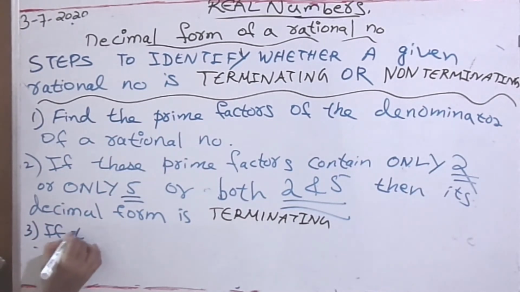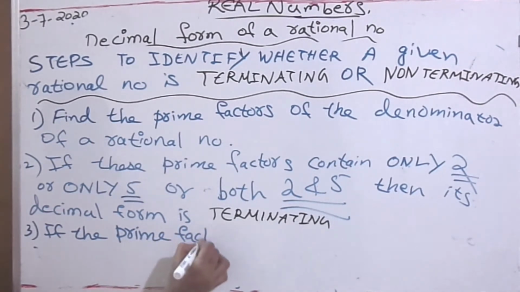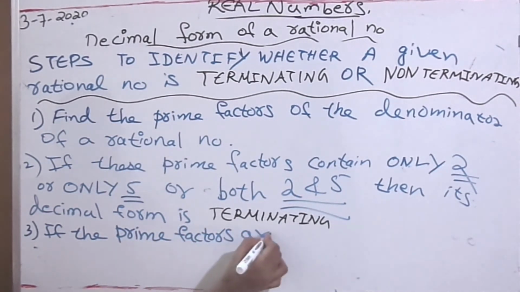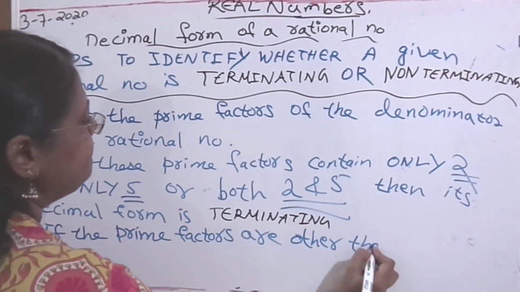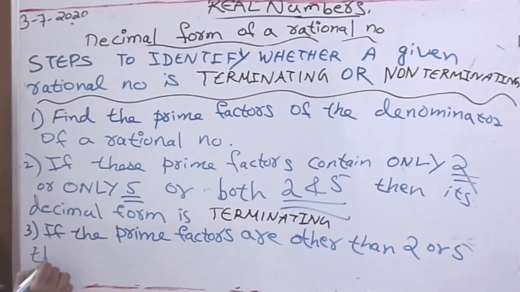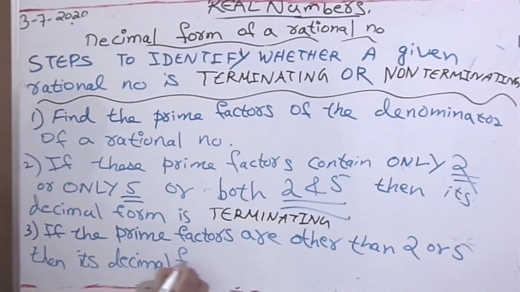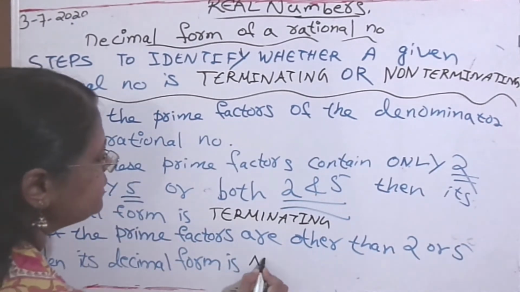If the prime factors are other than 2 or 5, then its decimal form is non-terminating.